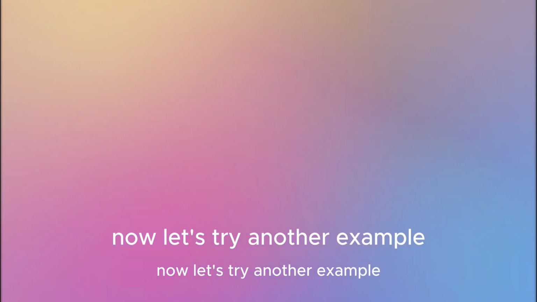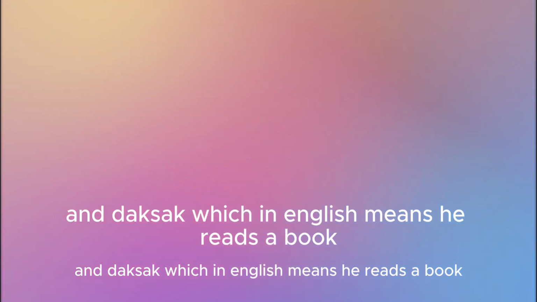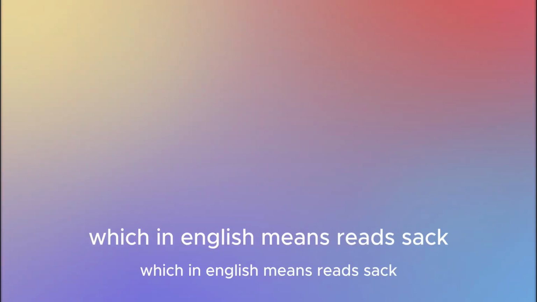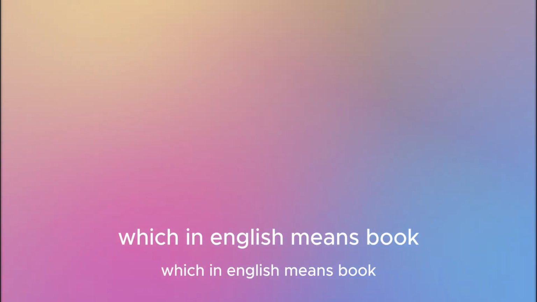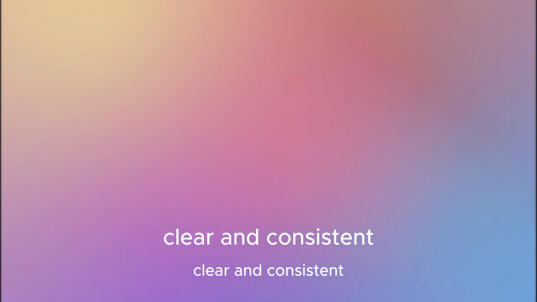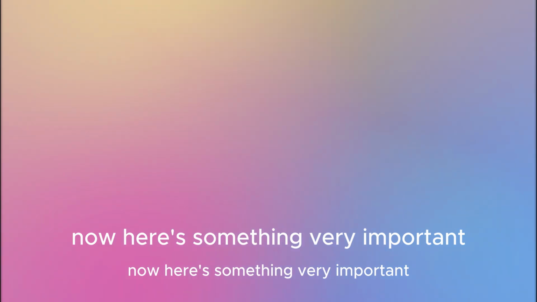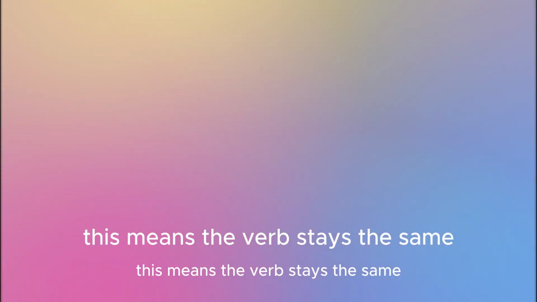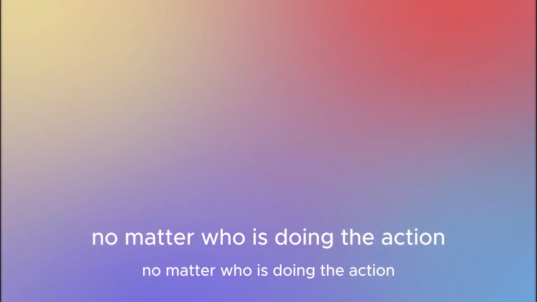Now let's try another example. Anh đọc sách, which in English means he reads a book. Anh, which in English means he, đọc, which in English means reads, sách, which in English means book. Simple, clear, and consistent. Now here's something very important. In Vietnamese, verbs do not change based on the subject. This means the verb stays the same no matter who is doing the action.